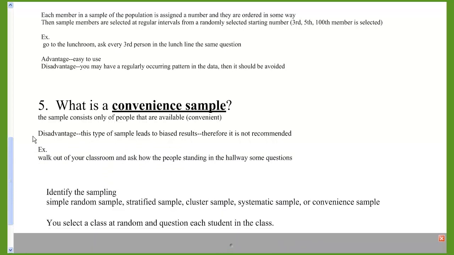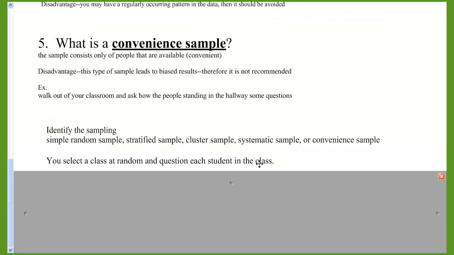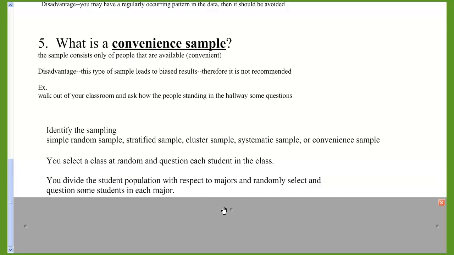Here's some questions I want to take a look at. You select a class at random and question each person in the class. Now, you didn't question every class, but you did each person in the class. That would be cluster.